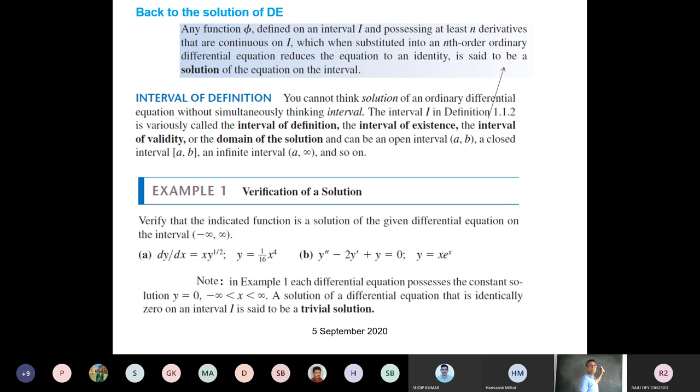You cannot take the solution of an ordinary differential equation without simultaneously taking the interval. Definition 1.12, so this is nothing but whatever is written just above this in your slide, is variously called, as I have told you, interval of definition, interval of existence, or interval of validity, or the domain of the solution, and can be an open interval, a closed interval, a half-open interval, and so on. Now here there is something interesting coming.